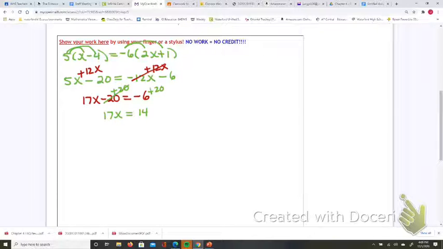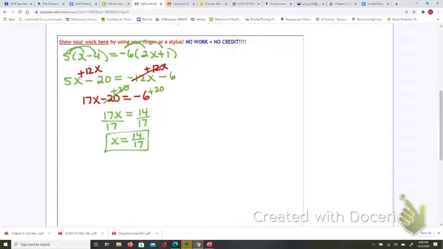Our last step is to undo the multiplication. We find our x and we notice that 17 is right next to the x. So remember that means 17 times x. The inverse of multiply is divide. So we divide by 17, divide by 17. 17 divided by 17 is 1x, and then 14 over 17 is our answer.